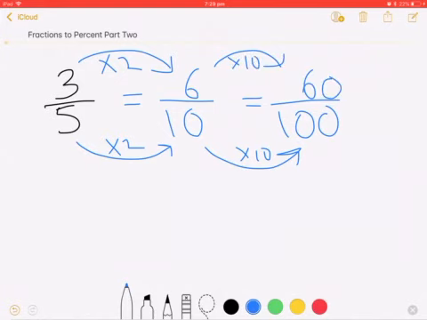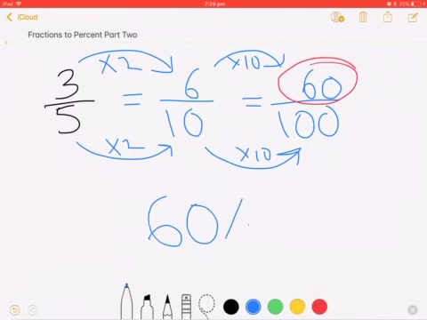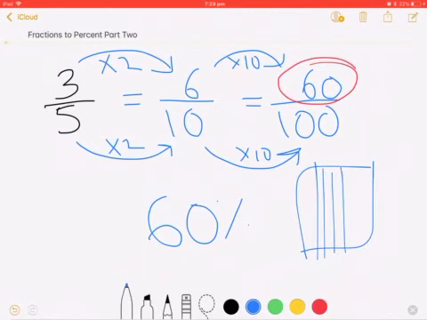Now, before we went through this, out of 100 means percent. This bit here means 60 parts out of 100. That literally just means 60%. I've got 60 parts out of 100. So if I had my square, which I can't get up anymore, I'd have 60 of those parts out of the whole thing of 100.